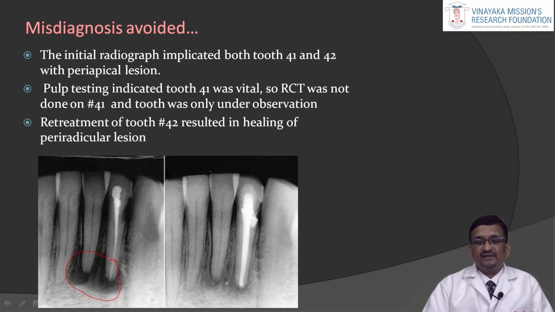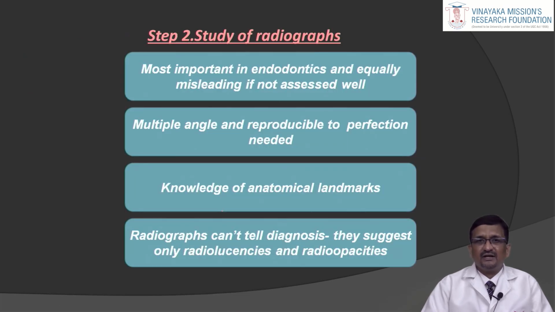And doing pulp vitality testing, we saw that 4.1 was vital. So RCT was not needed for 4.1. Only 4.2 was done retreatment. Now you can see healing has started to happen. So a small vitality test, don't jump into radiographs. A small vitality test prevented RCT in 4.1, okay, and it was not needed at all. It was a misdiagnosis.